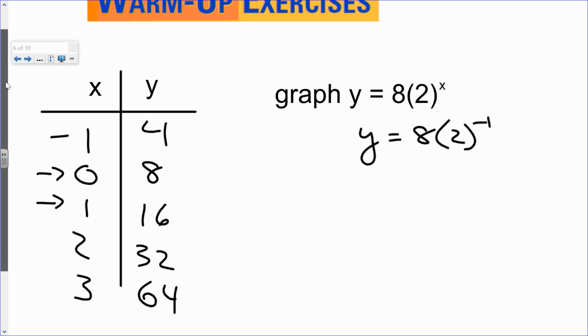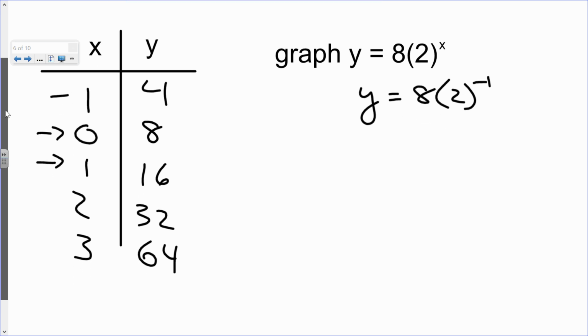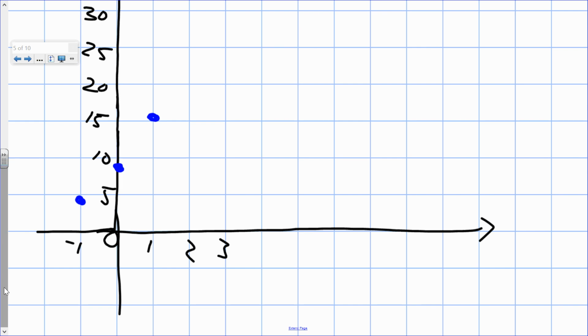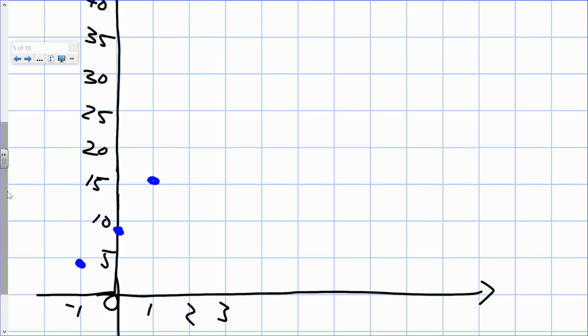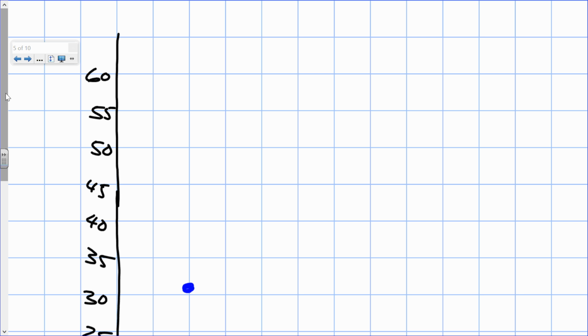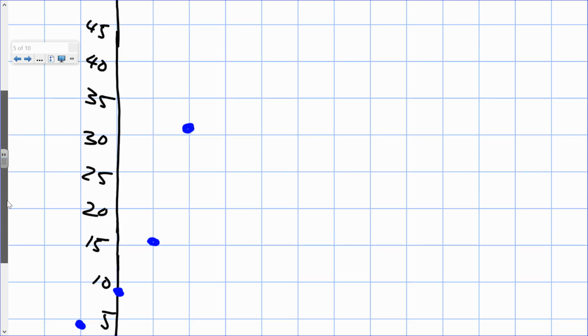Negative 1 was 4. And 2, 32? Oops, my bad. 2, 32. 30 right above here, 32 is about right there. Rocking and rolling. And the last one was 3, 64. Way up the heck up here. 64 is way up there, right below 65. You can see the curve. Remember yesterday's half pipe? It's the same kind of thing.